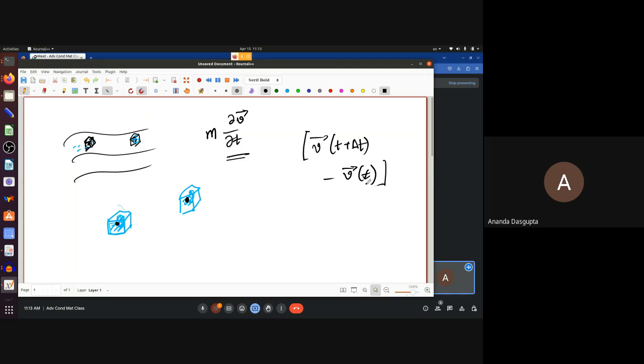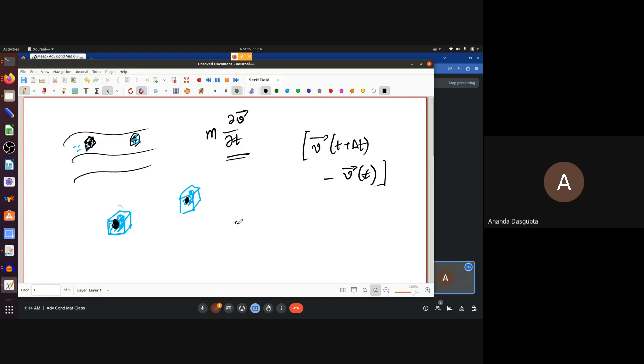When we talk about acceleration, it's really this particle, which was here at time t, and has moved here at time t plus delta t. We want to figure out the rate at which the velocity of this particular particle has changed. Is this okay with everybody? This physical concept is the most important part here. The rest is straightforward. Yes, sir.